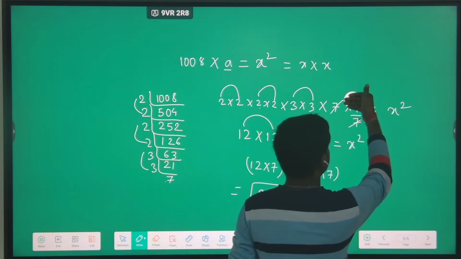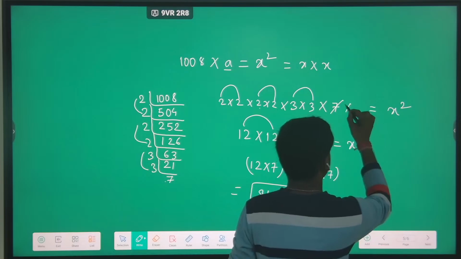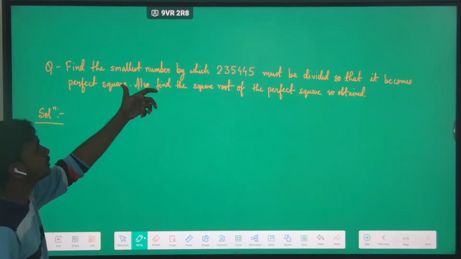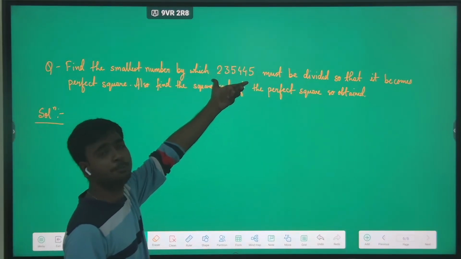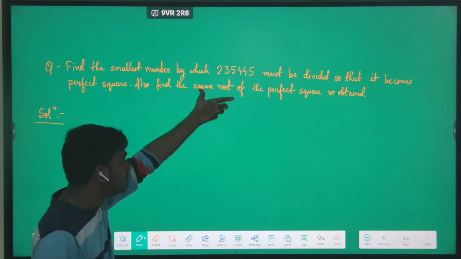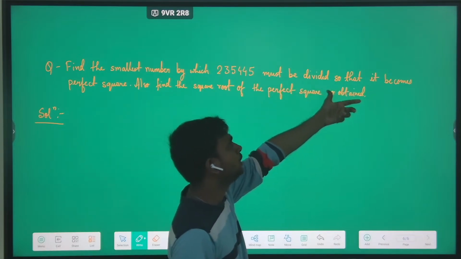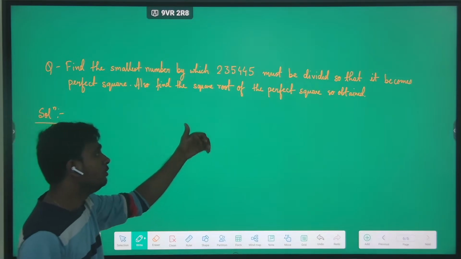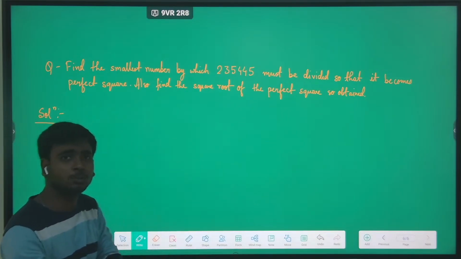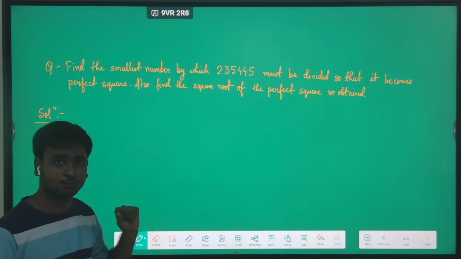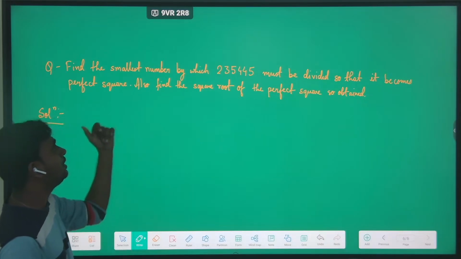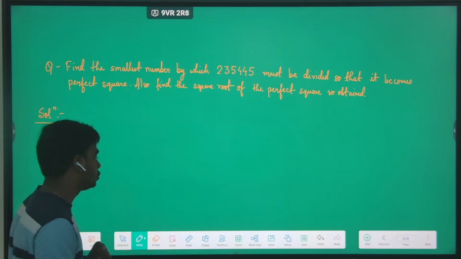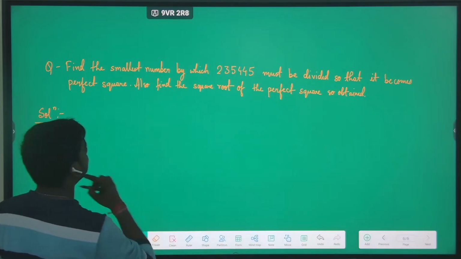So in the next question, we will do the same thing. Our question is, we have to find the smallest number by which this very big number must be divided so that it becomes a perfect square. First of all, we have to find a number by which it must be divided so that the resulting number will become a perfect square. And after that, we have to find the square root of the resulting number so obtained. Okay.